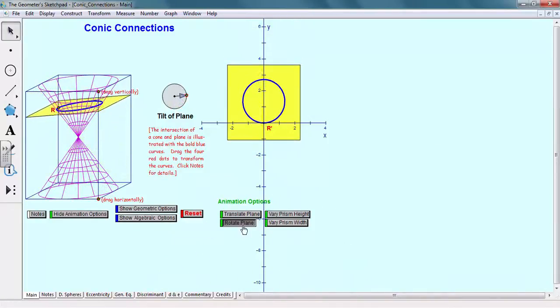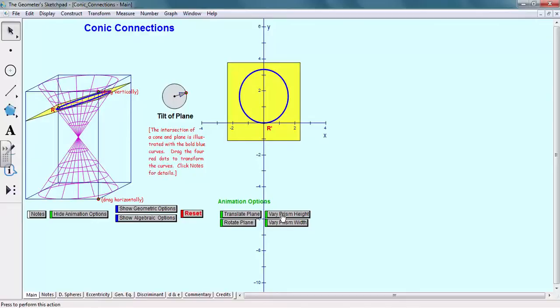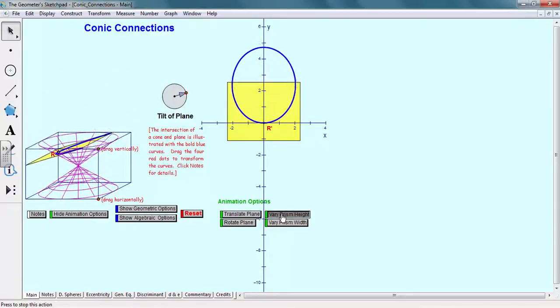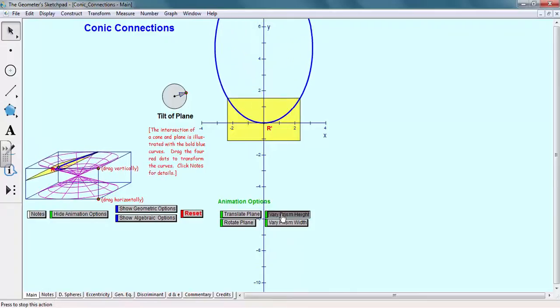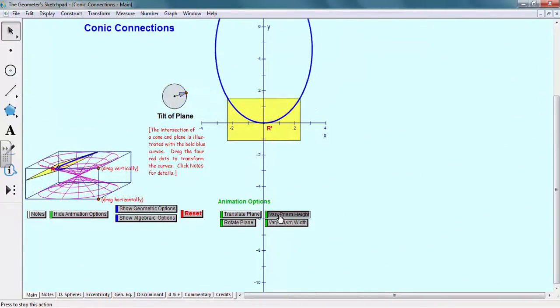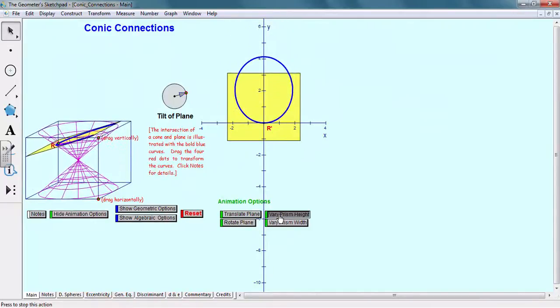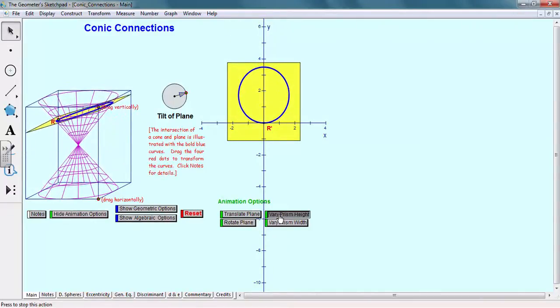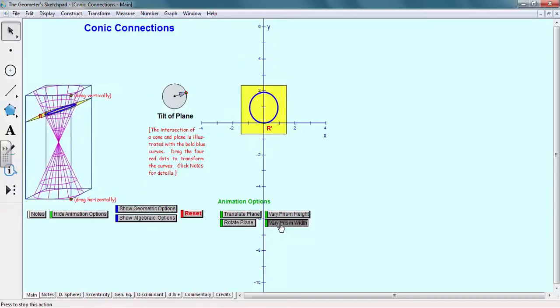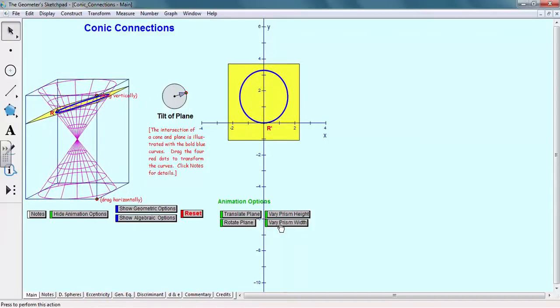Another thing that we can also do is vary the prism height, which, as you can see, changes the shape of my circle and forms the different conic sections as well. Then we can also vary the prism width, which again alters the 4 different types of conic sections.